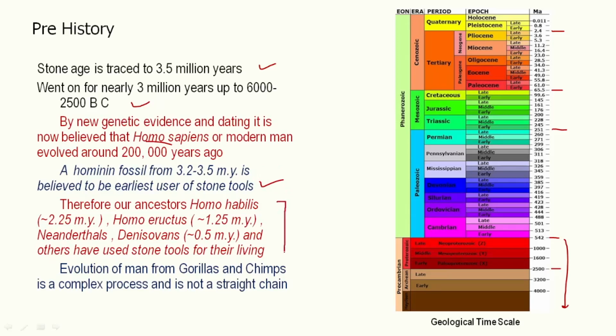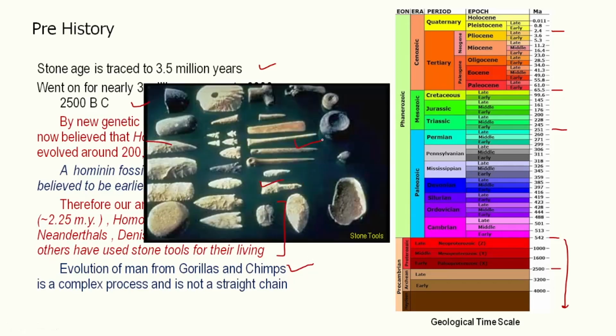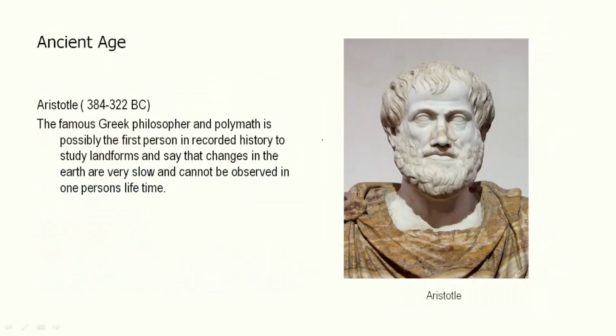So these are our ancestors, which are a link between the gorillas and chimps, and the modern man, have actually used stone tools. So the association of rocks or stones is not restricted to a modern man only. It goes beyond even the modern man. Those are some of the examples of the stone tools.